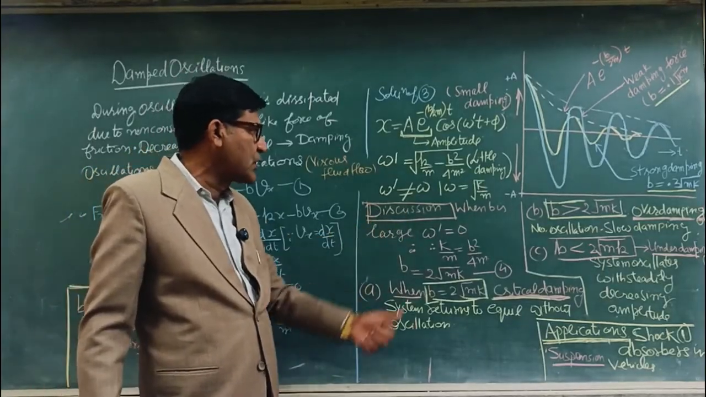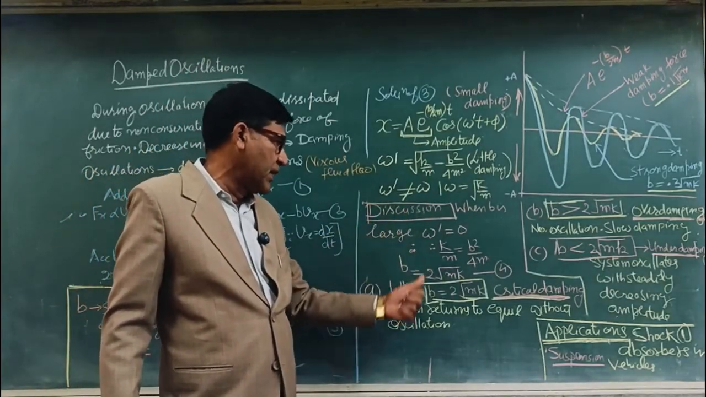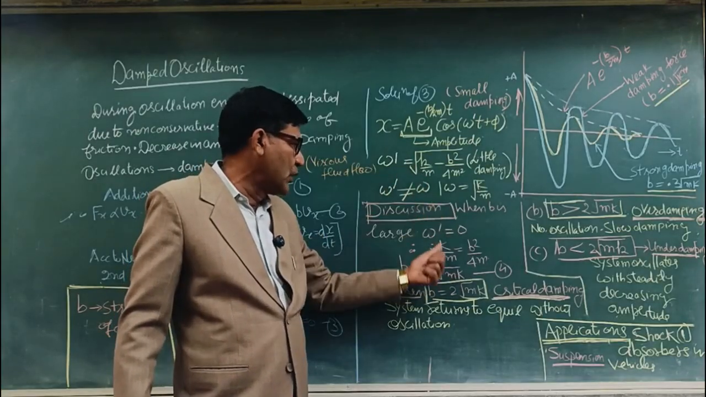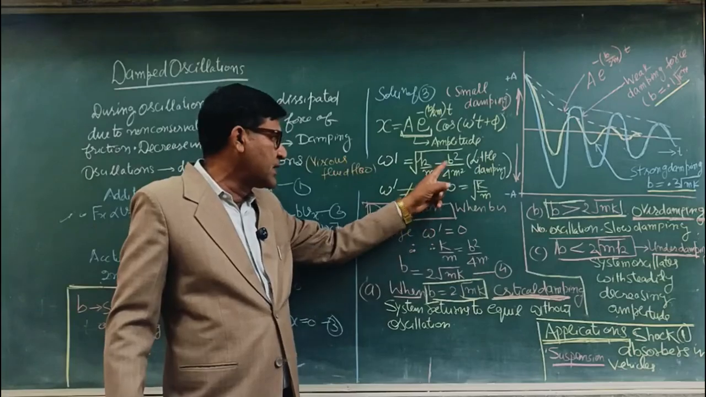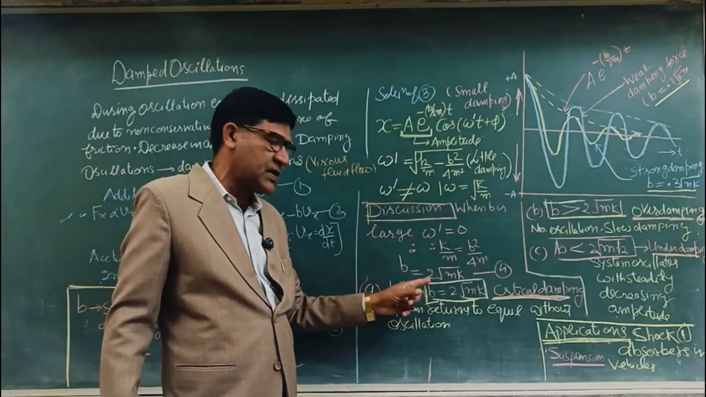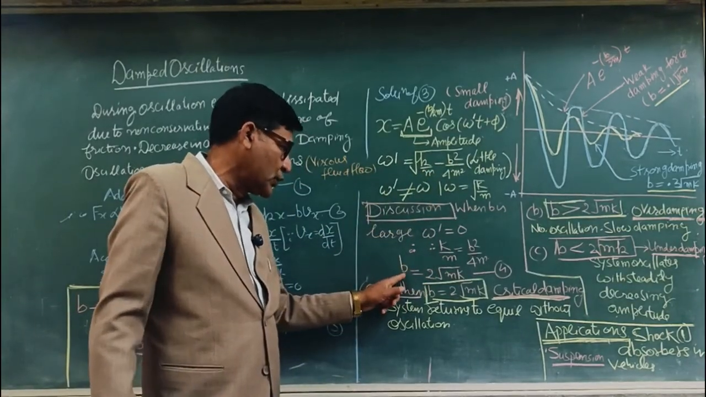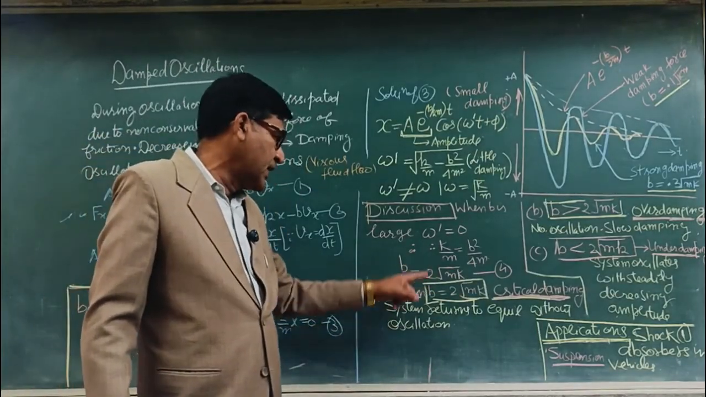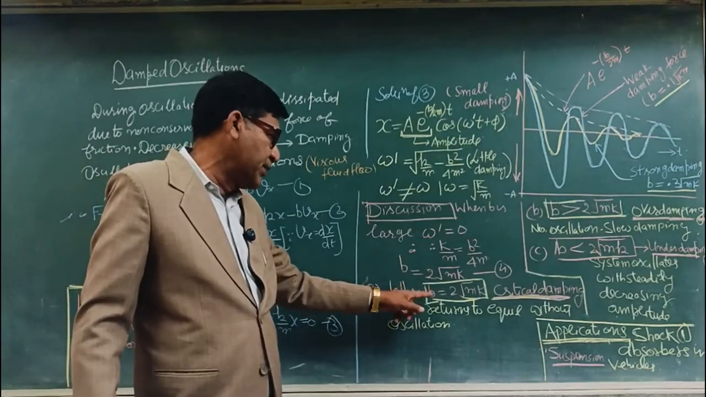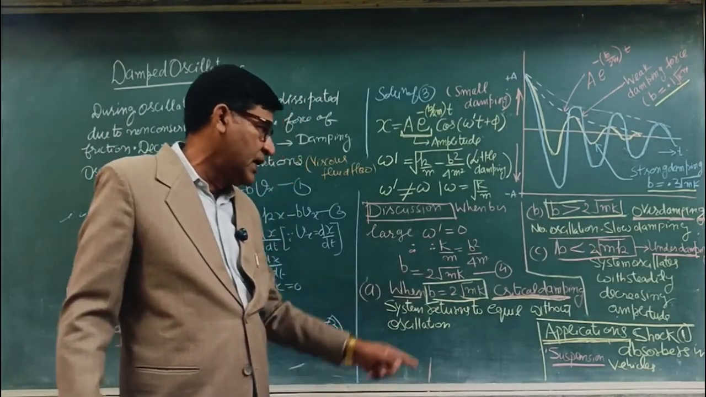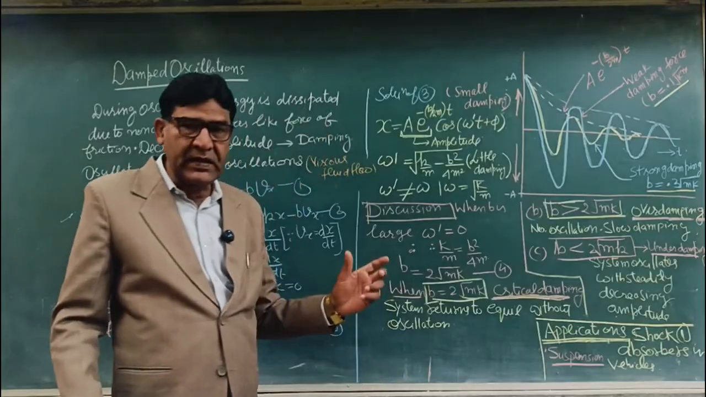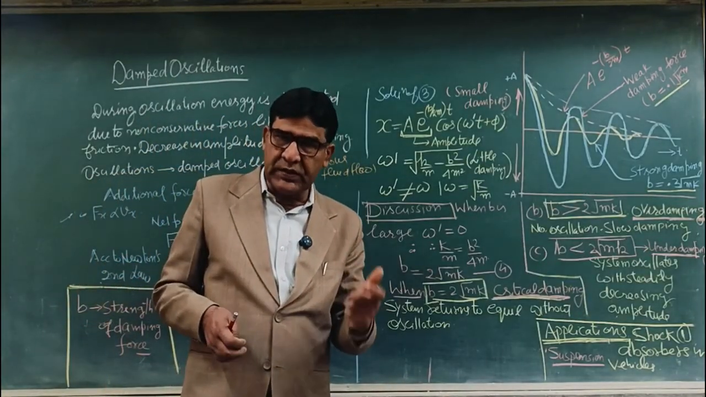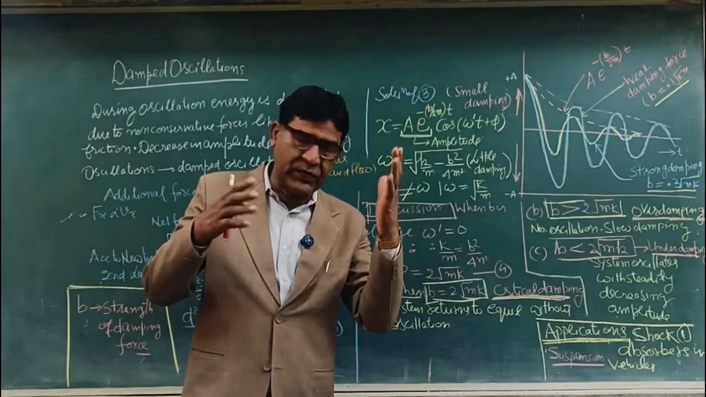So let us discuss the case when b is large. Then what will happen? When b is large, omega dash will be equal to 0, and in that term these two terms become equal. Here our target is to discuss this damping constant b is equal to 2 root mk. Look, this condition we have, when b becomes equal to 2 root mk, that is known as critical damping. The system returns to its original equilibrium state immediately without oscillation just after it has been displaced from the equilibrium position.